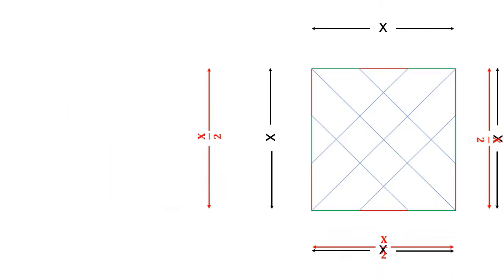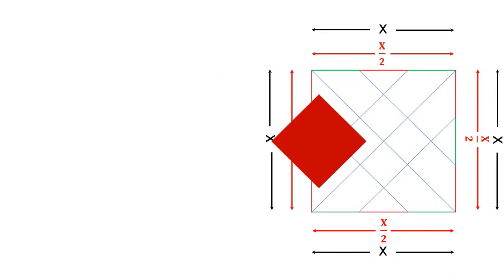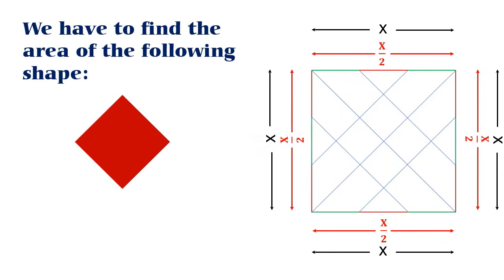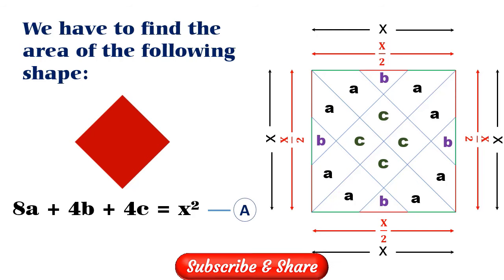And inside the square, one can draw the lines due to symmetry. Now this is the red diamond, or you can say the red square. We have to find the area of the following shape, right? Due to the symmetry, you can divide this whole square into A, B, C, and when you want to make the equation, it comes out to be 8A plus 4B plus 4C, and that is equal to x square. So this is our equation A.